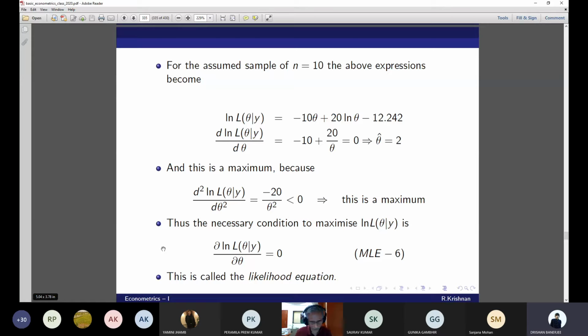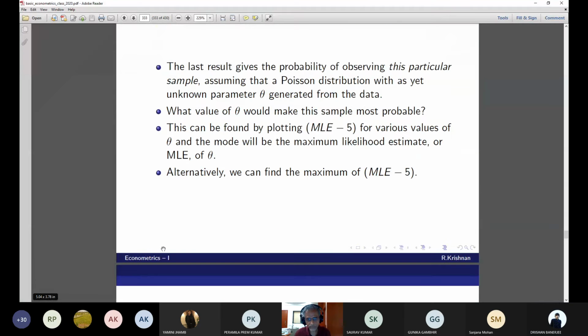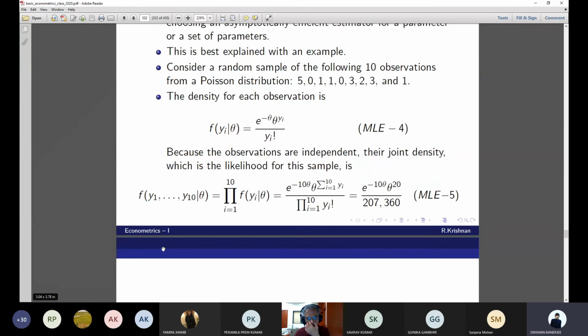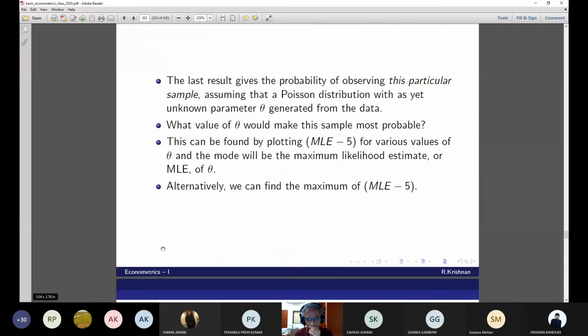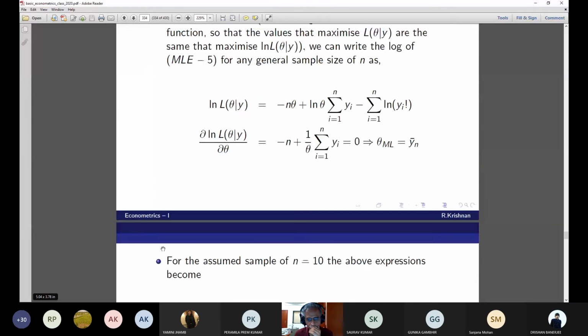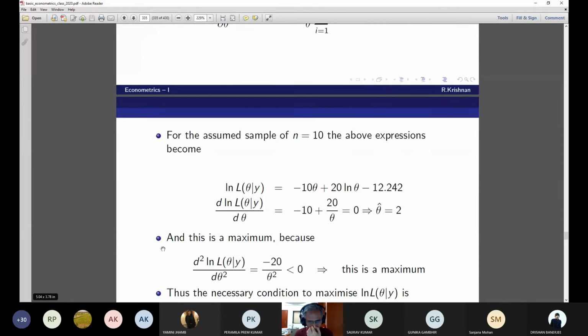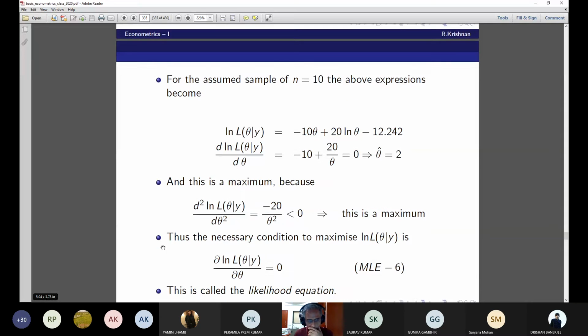Sir, this theta hat which we found for the Poisson distribution, that is not equal to the sample mean, right? No, why? Take the sample. No, the sample mean is different from 2, so there is no restriction that the expectation of theta hat should be theta. No. Okay. This is a maximum of this.